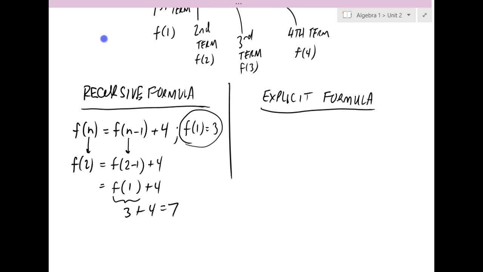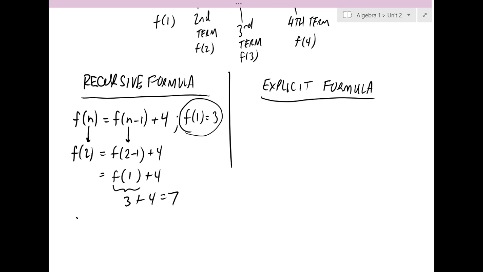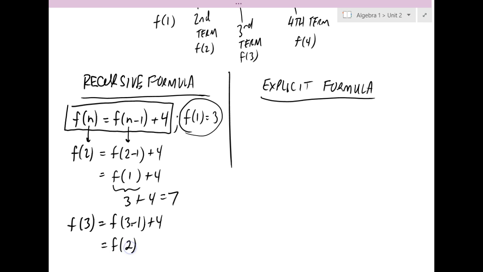That looks like a lot of steps that we had to go through. Let's do one more so you can recognize this with numbers. Now if I wanted f of 3, what's going to be in parentheses here, according to the formula up at the top? Since I put 3 in place of the first n, I have to put 3 in place of all the n's. So this is going to be 3 minus 1 plus 4, and that is f of 2, because 3 minus 1 is 2.